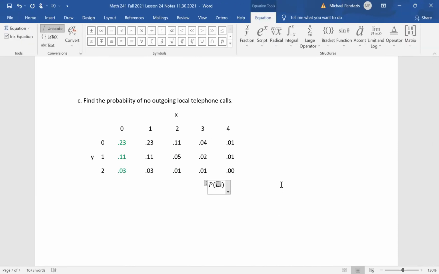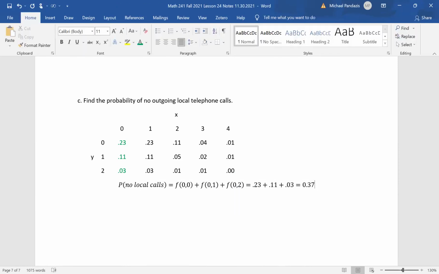So the probability of no outgoing local calls is equal to little f of 0, comma 0 plus little f of 0, comma 1 plus little f of 0, comma 2. This is equal to 0.23 plus 0.1 plus 0.03. And so you add those up and you get 0.37. Okay, so that's the probability of no local calls. So we'll stop here. That's the end of that section.